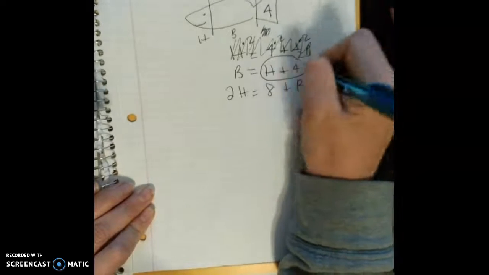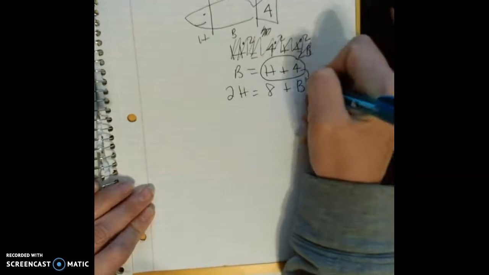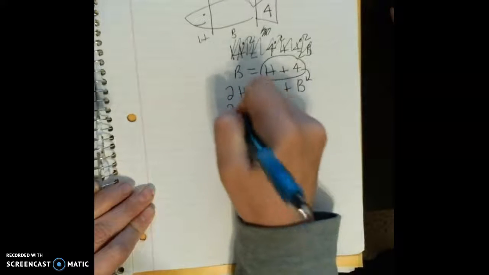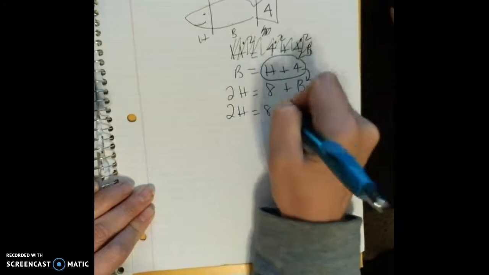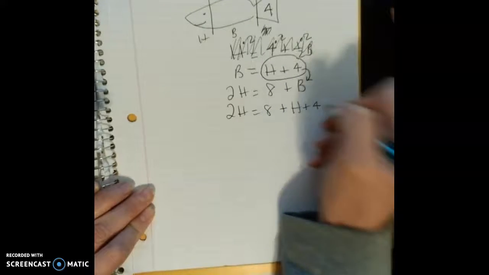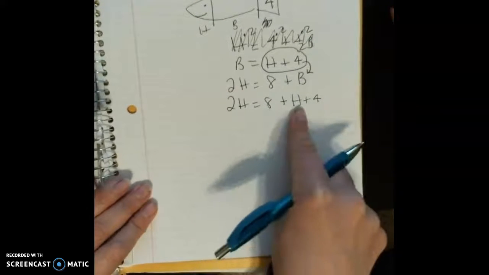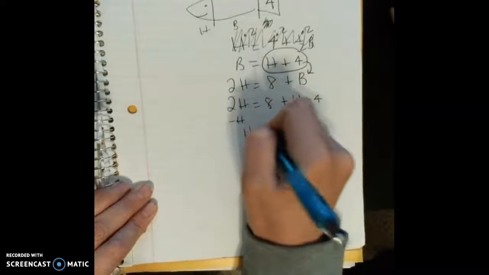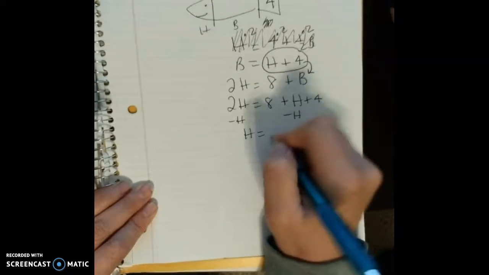Now I'm going to use what we call substitution in algebra. So I'm going to sub the H plus 4 where the B used to be. So I have 2H equals 8 plus, and where the B used to be, I'm going to put H plus 4. And now I have an equation where I can solve for H. So I'm going to subtract my H from both sides. So I get H equals, and then 8 plus 4 is 12. So it looks like the head weighs 12.